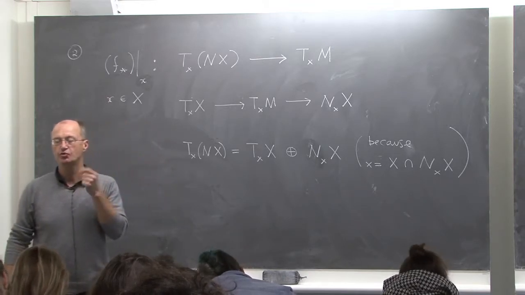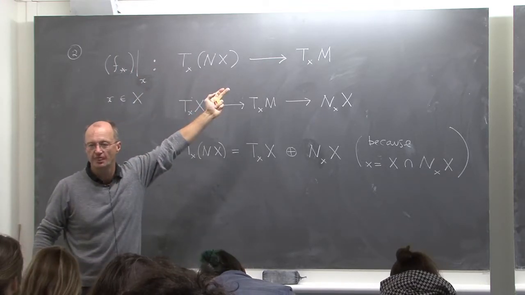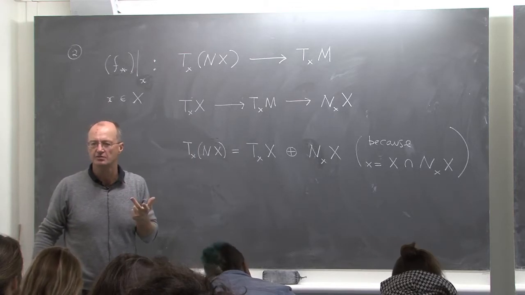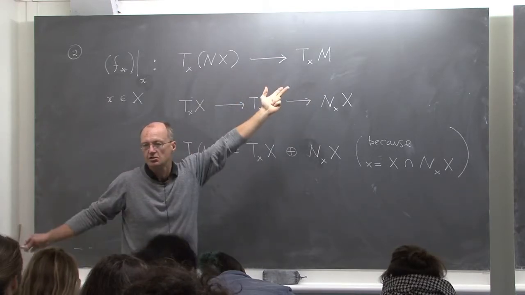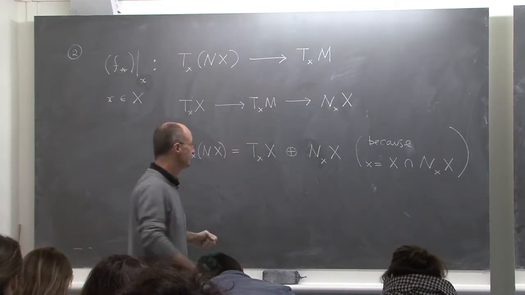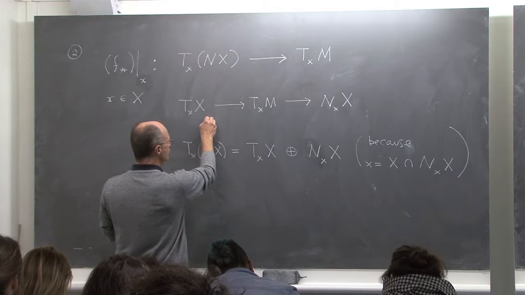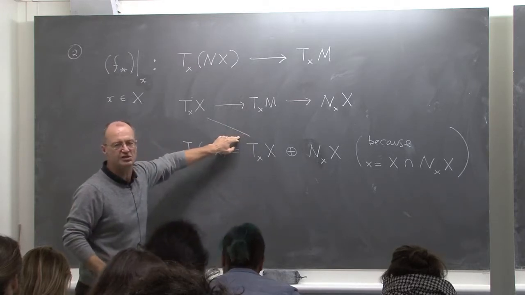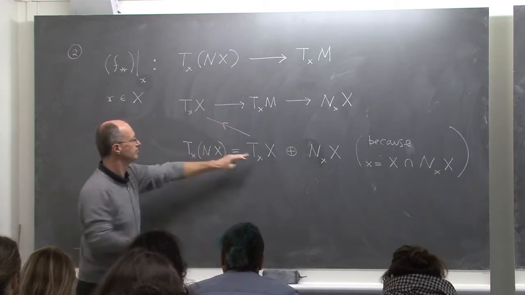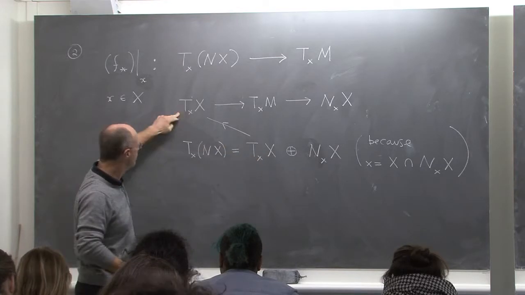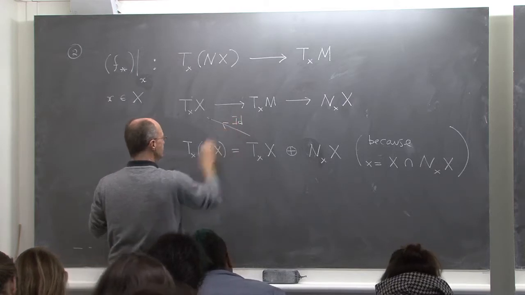I would like to require for this map to be the identity. But unfortunately, it does not quite make sense, right? Because these two spaces are not the same space. It's not so clear what it means to say it's the identity. What's the best thing I can ask for? Well, of course, I should ask for, and this is already obvious since F is the identity on X, that TX X should map to TX X. And this is already guaranteed. So this is the identity.